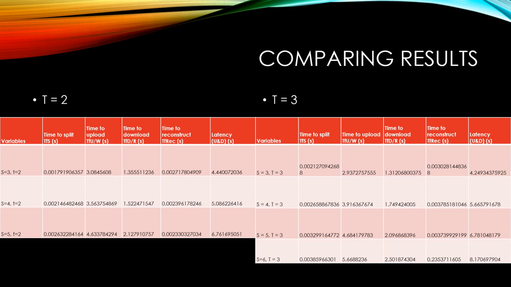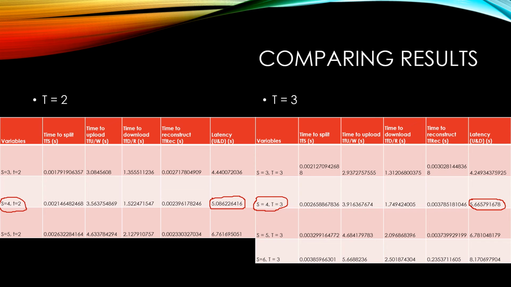Okay, so we can now compare the results from the last two tables. So let's have a look at, for example, where s is equal to 4 and t is equal to 2, and also where s is equal to 4 and t is equal to 3, where the only thing that has changed is the number of shares required to reconstruct the secret. We can see that the latency where t is equal to 2 is lower than the latency where t is equal to 3 by about 0.6.